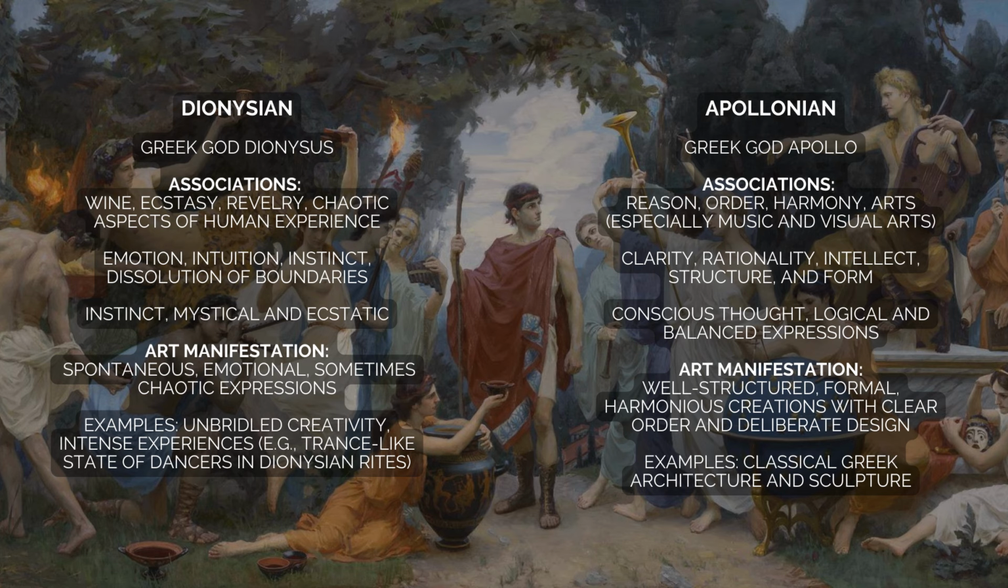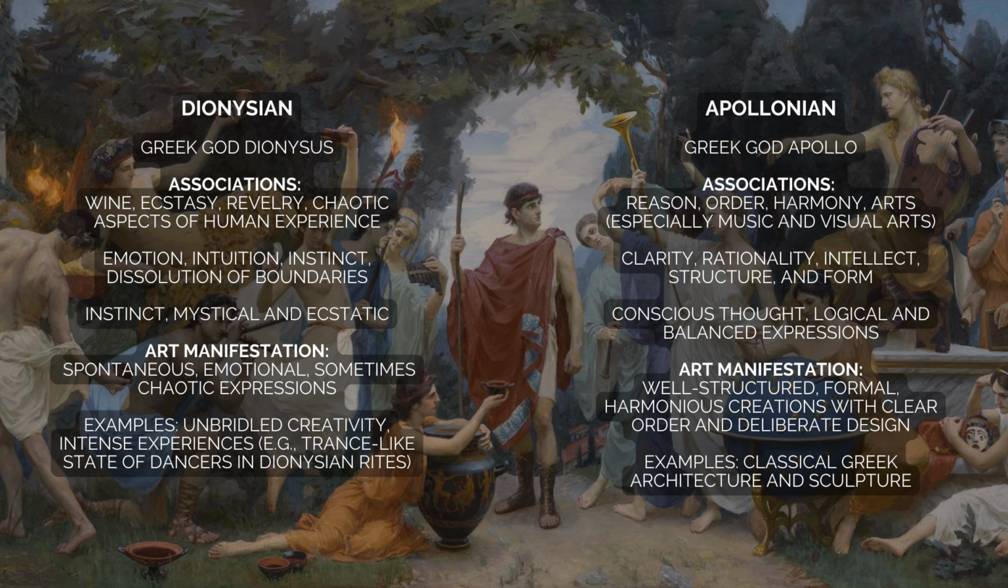The Dionysian is named after the Greek god Dionysus, or Bacchus in Roman mythology, and this aspect is associated with wine, ecstasy, revelry, and the chaotic aspects of human experience. The Dionysian embodies qualities such as emotion, intuition, instinct, and the dissolution of boundaries, and it is the realm of the irrational, wild, and uncontrollable aspects of existence for Nietzsche.